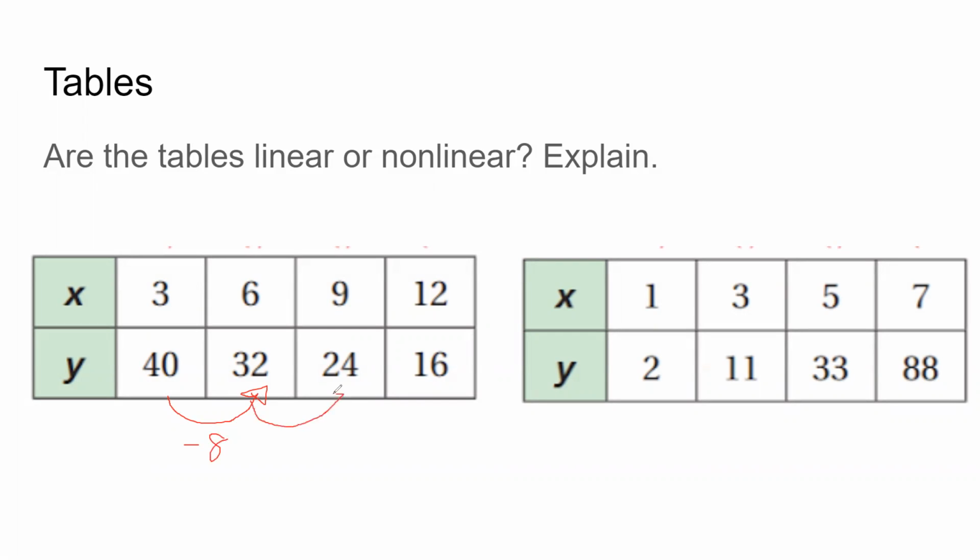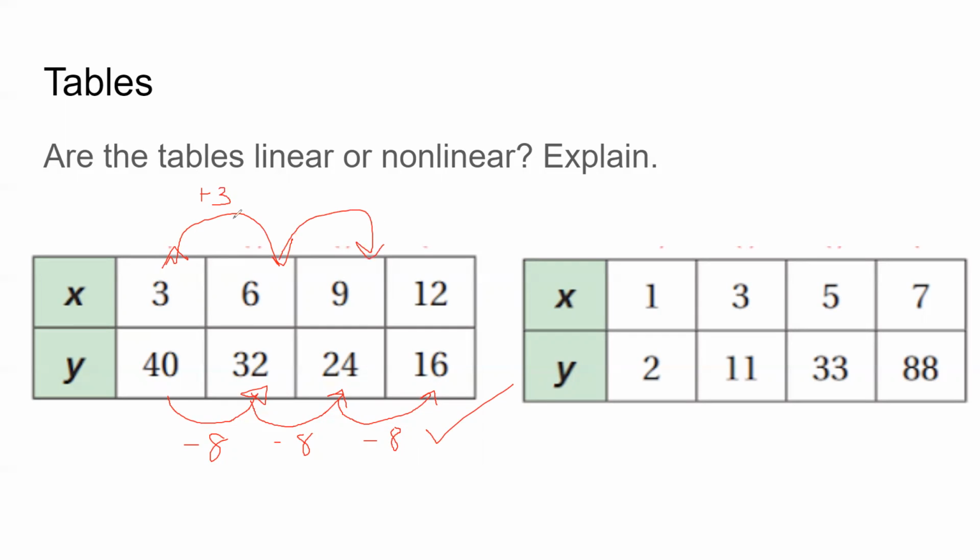Let's see if it happens again. If I take 32 and I subtract 8, I'm going to end up with 24. So that's good. We're going to do it again. 24 subtract 8, and that does equal 16. So that y does go up by a consistent amount or down by a consistent amount. We're going to check our x now. There we go. So we're going from 3 to 6. That's an adding problem. 3 plus 3 is going to be 6.